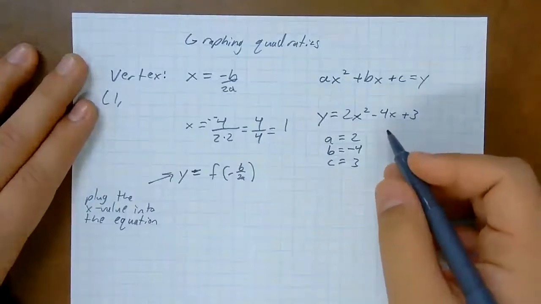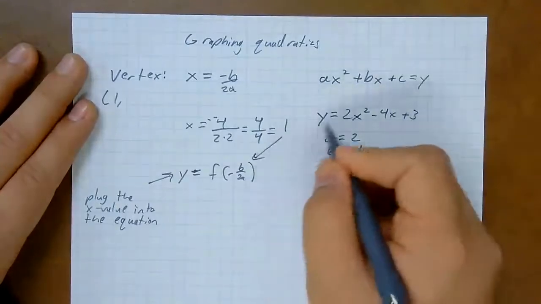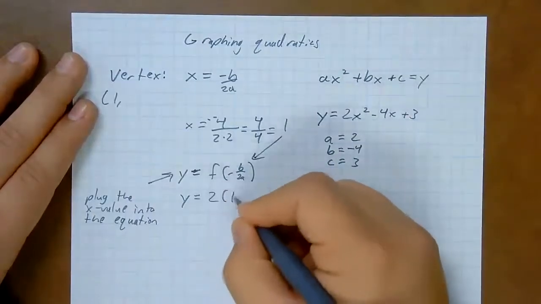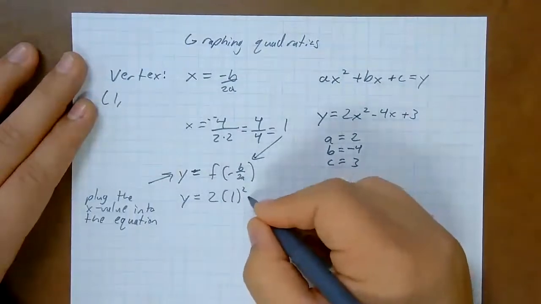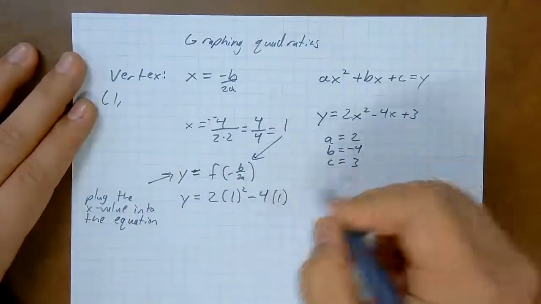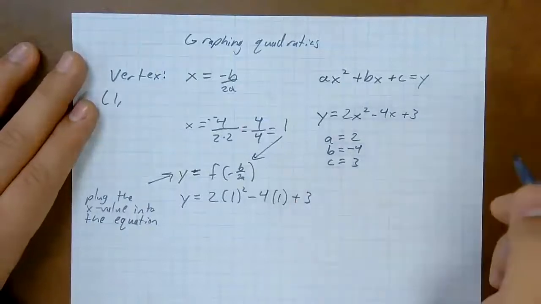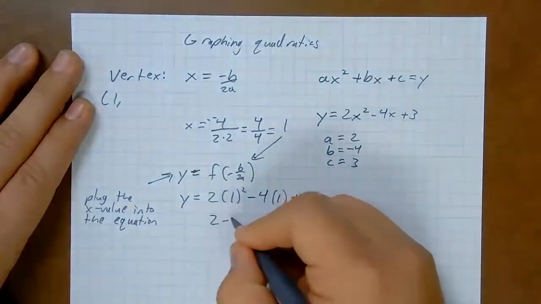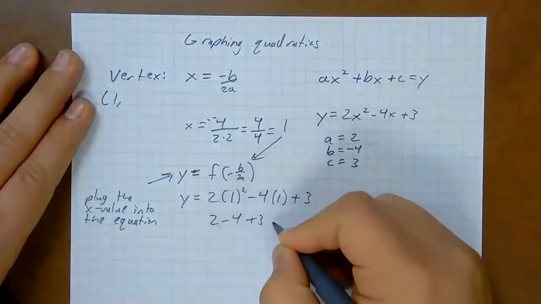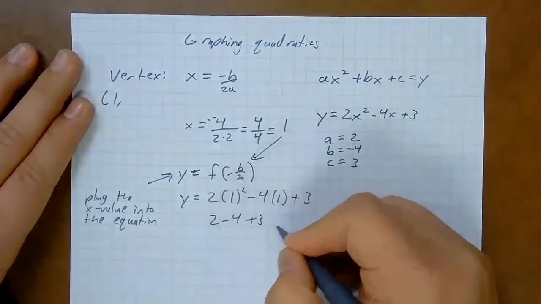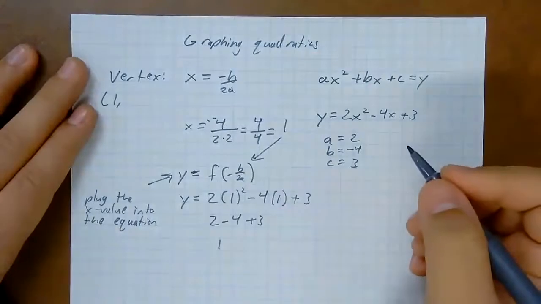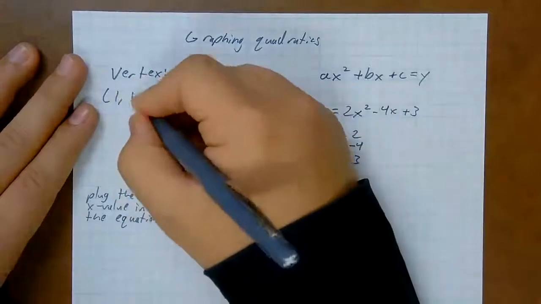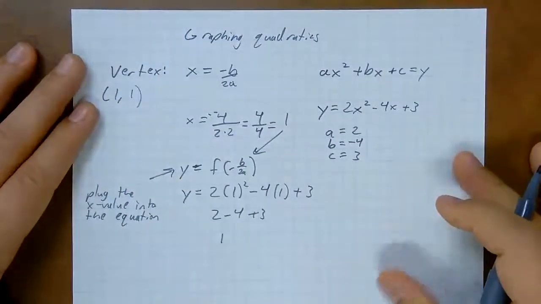So going back to our example, all we're going to be doing is plugging 1 into our equation. So y equals 2 times 1 squared minus 4 times 1 plus 3. Okay, so 2 minus 4 plus 3, that equals 1. So we have a vertex of 1, 1.